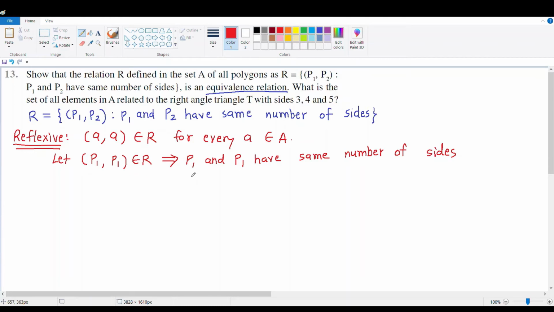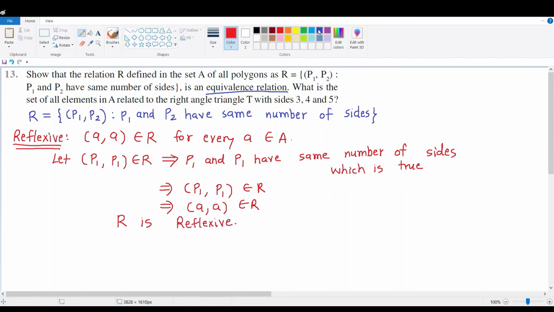We got a polygon and we are comparing the number of sides of that polygon with that polygon only. So of course, if we count the number of sides in that polygon, that must be the same as the sides of that polygon. We are talking about the same polygon. So of course P1 and P1 have same number of sides. And since this is true, that means P1 comma P1 belongs to R. And since our P1 was A, that means A comma A belongs to R. As soon as we prove that A comma A belongs to R, we can say that R is reflexive.